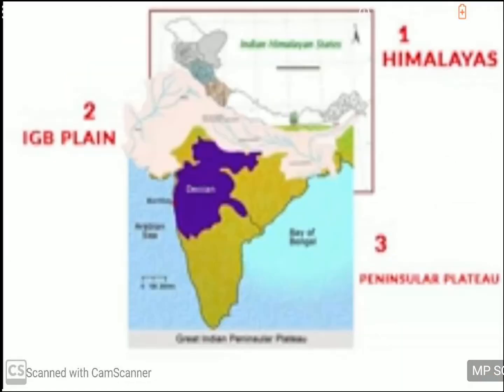So when these three blocks, the peninsular block, the North Indian plain, and the mountains of North India and Northeast, joined together, they led to the formation of India, and this way our India was formed. So you know the geological divisions of India and how they were formed. In the next class we will learn about the various physiographic divisions of India in detail, but for today's class it is enough.